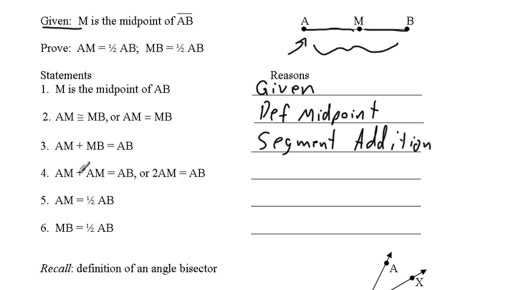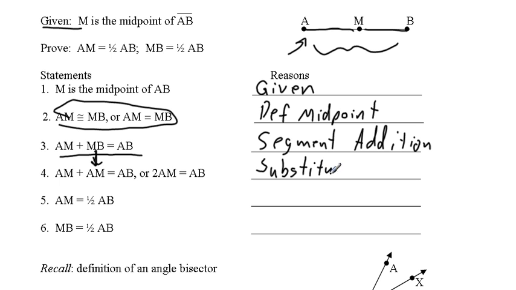Next, I say AM plus AM equals AB. What I did here was I took this statement and I took out this MB and I replaced it with an AM. Now why am I allowed to do that? Because right here I just said that AM and MB were the same. So if two things are the same, I can replace one with the other. What says that I'm allowed to take something and replace it with something it's equal to? Well, that's a simple substitution.